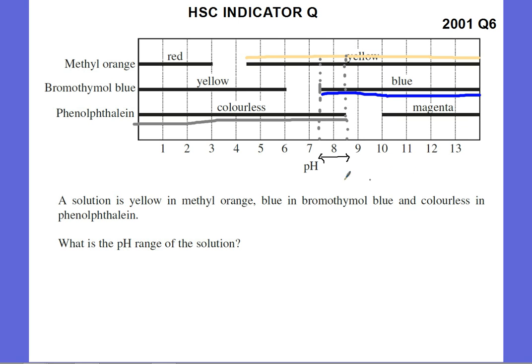So if you think about this question, the solution was yellow in methyl orange, so it had to be in this yellow range. It was blue in bromothymol blue, so that reduces the range it could possibly be a little bit further. And it was colourless in phenolphthalein, which is in here. The only space where those three things, yellow, blue, and colourless, overlap is this range between 7.5 and 8.5.